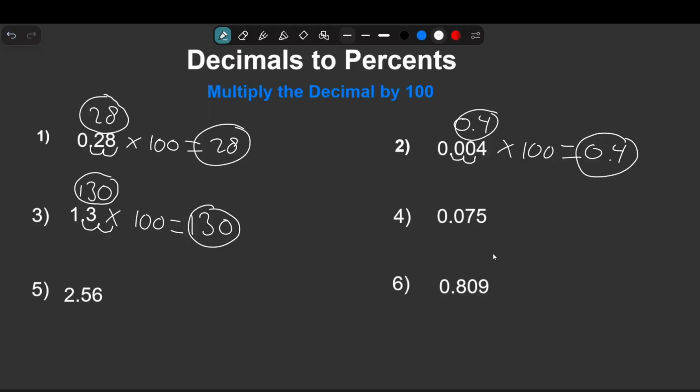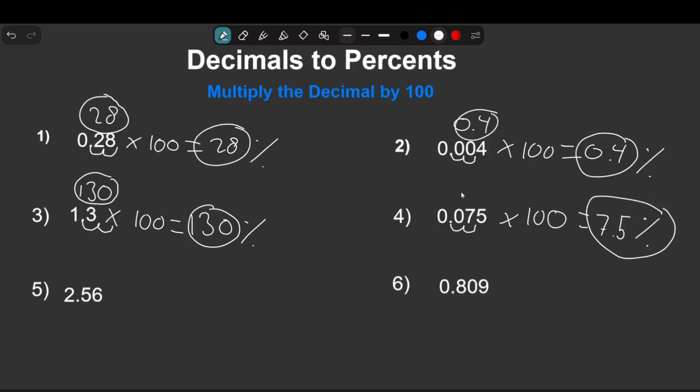0.075. So we're going to multiply this by 100 and we get 7.5. And of course, it's all percents. I kind of forgot to put the percent sign here, but 7.5% will be our final answer. Now, again, you can also do this by moving the decimal over twice like this, and again, you will get 7.5%.